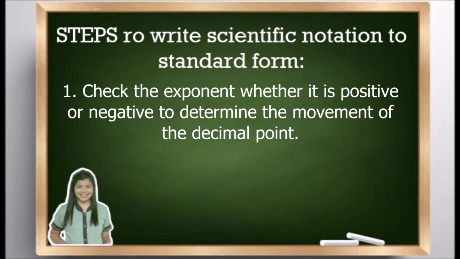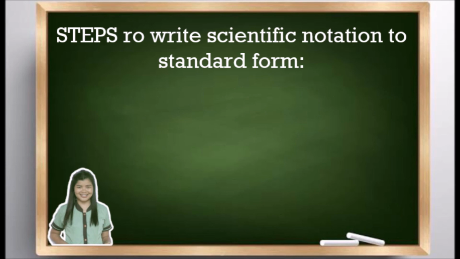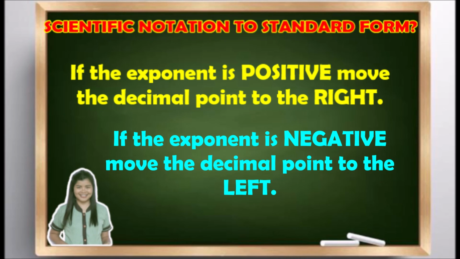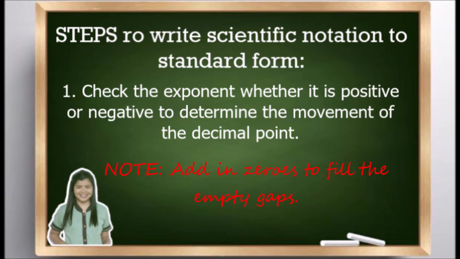So check the exponent whether it is positive or negative to determine the movement of the decimal point. So ang ato rang tan-awon is ang exponent niya. Ang exponent sa scientific notation kung positive ba siya or negative. Now, so unsa man if nahuman na nato, check ang exponent. So if the exponent is positive, we have to move the decimal point to the right. While if the exponent is negative, we have to move the decimal point to the left. So after moving, do not forget to add zeros to fill the empty gaps.